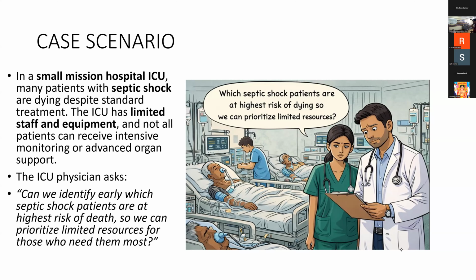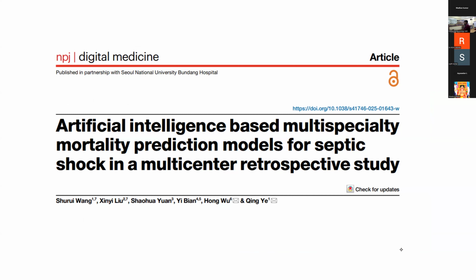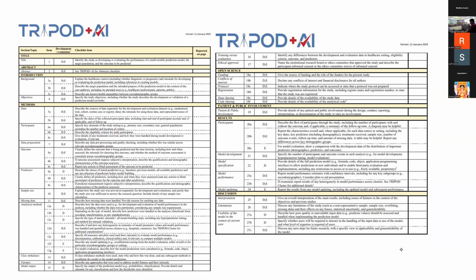To answer this question, I've gone through the literature and found a study which deals with this. This is one study in which they've looked at an artificial intelligence-based multi-specialty mortality prediction model for septic shock in a multi-center setting. It was a retrospective study which was published in Nature in 2025. So this is the Tripod+Ai checklist, which includes all the 27 items. I'll be going on to each of the items in the subsequent slides.